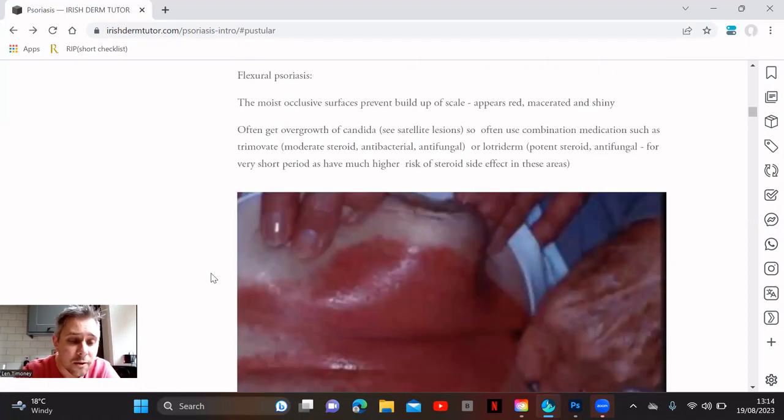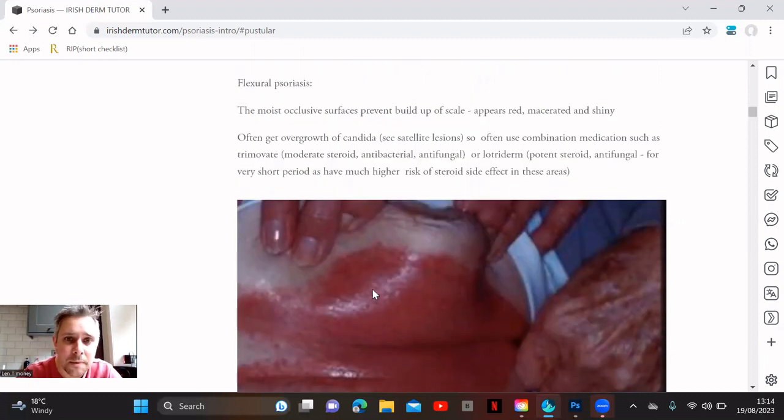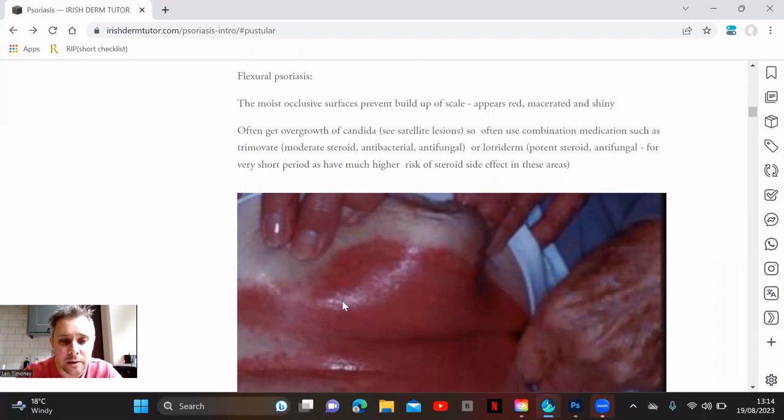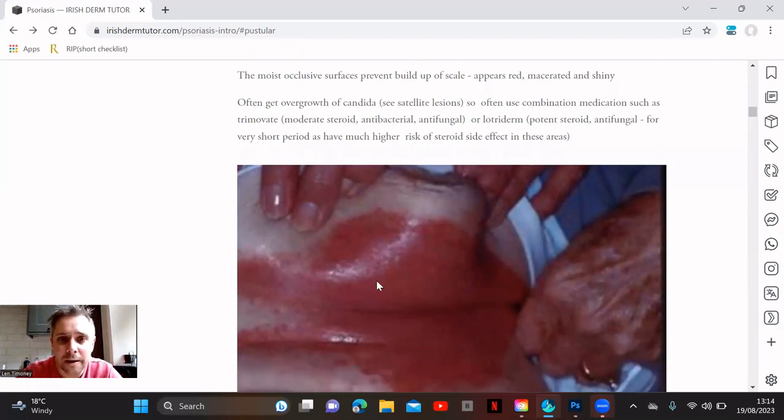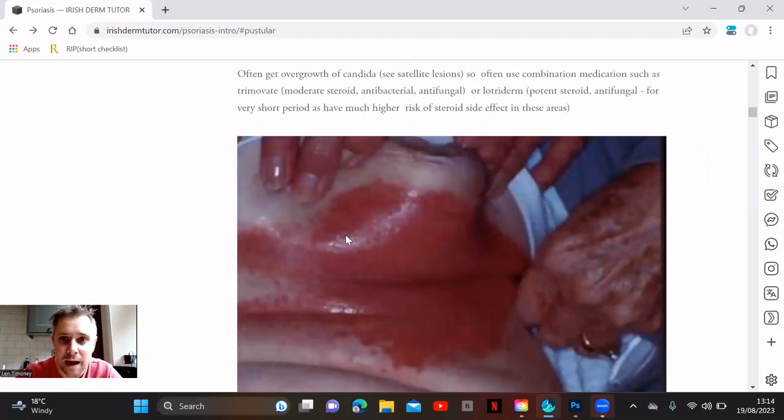And flexural psoriasis can often occur, and it looks a bit different from psoriasis in the other areas. The moist, occlusive surface means that you can't build up the scale. So you often don't see the classic scale of psoriasis, but it often might have a salmon pink or reddish color. And it might also be complicated, due to the area, by little satellite lesions which are superimposed over growth of candida.